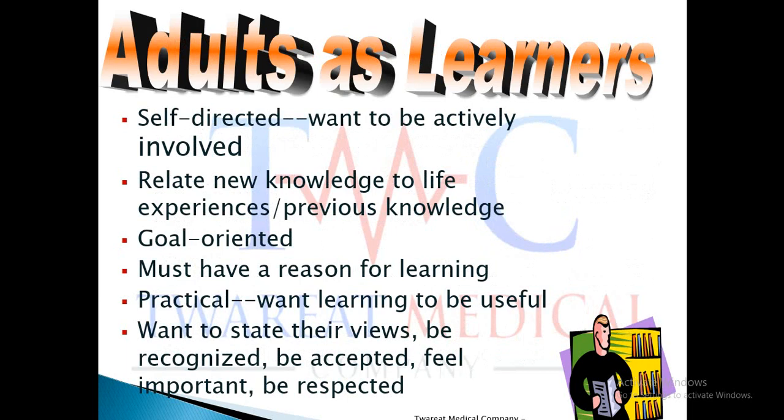What are the characteristics of adults as learners? Adults as learners are self-directed, and they want to be actively involved. They relate new knowledge to life experience and previous knowledge, and this is very important. You must always relate to their experience. You must not ignore their experiences. They are goal-oriented. They are aware of what they want to know. They must have a reason for learning.